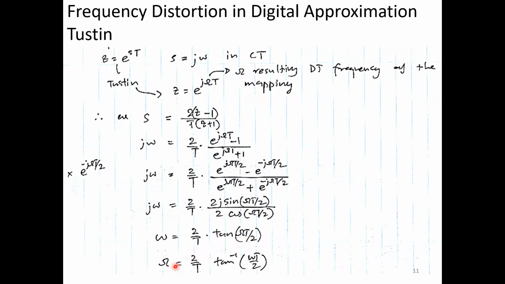And eventually we have a relationship between capital omega and simple omega, either this way or that. If you want to calculate simple omega from capital omega, this equation, or capital omega from simple omega, this equation. What we predominantly use is this equation, because we know what goes into the integrator, that is omega, and we want to calculate this one. You will see that this is highly non-linear because it's tan inverse, the mapping between simple omega and capital omega. So your frequencies will not be the same even within the Tustin approximation. There is some sort of warping in the frequency domain.